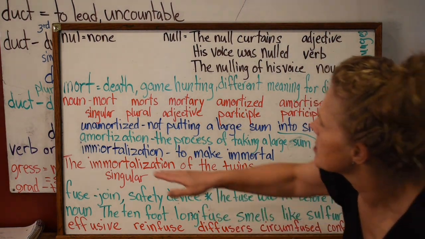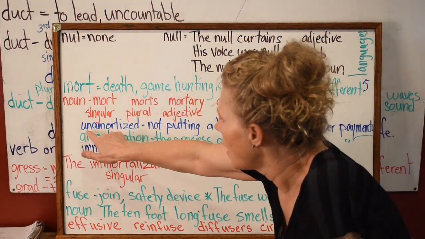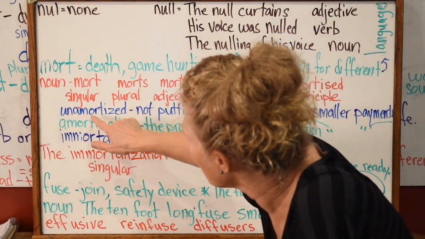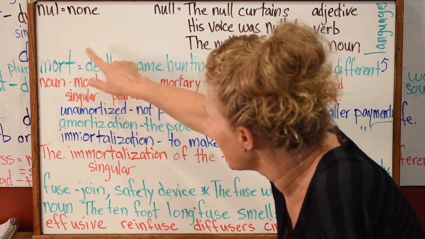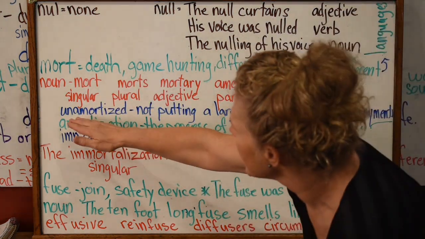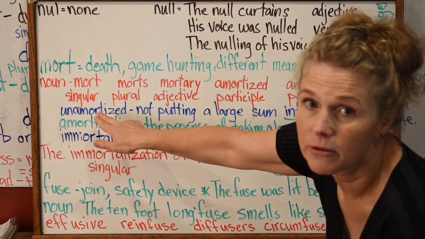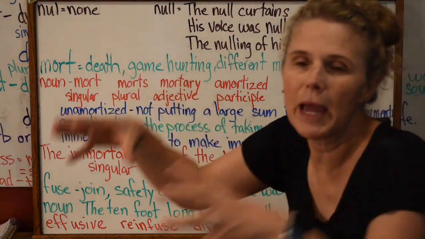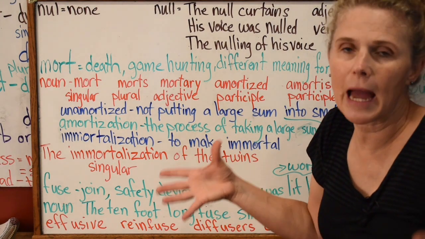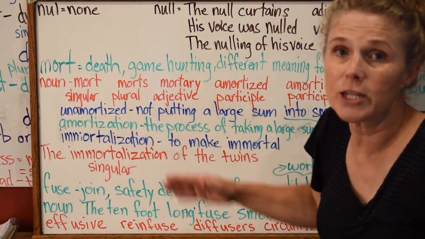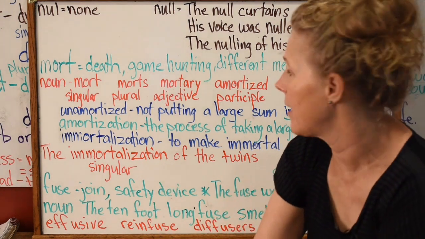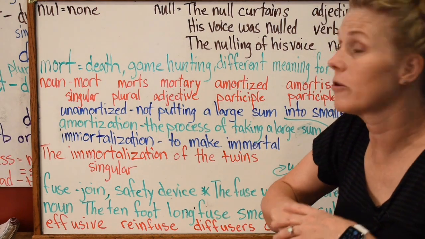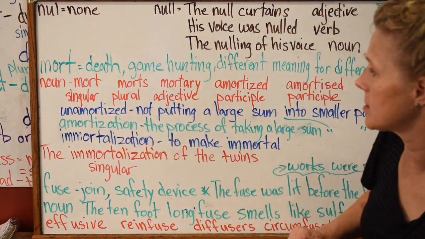So let's talk about unamortized. Un means not. So we have mort right here that means death, right? But this word right here means not death. Not putting a large sum of money into smaller payments. So you're just going to pay it off. If you're not going to have an amortized loan, it's going to be unamortized. They're going to give you the bill and you're just going to pay for the whole thing. Does that make sense? So when we have our loans, we either amortize them or we have them unamortized.